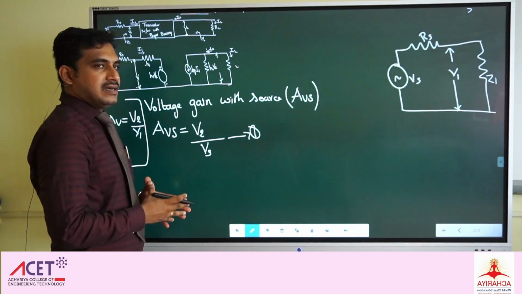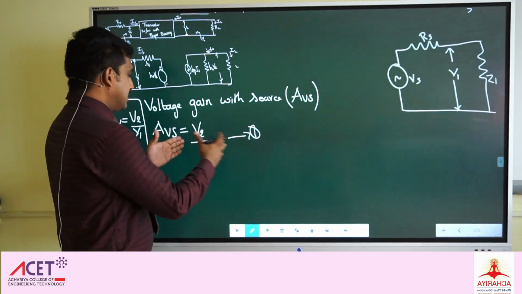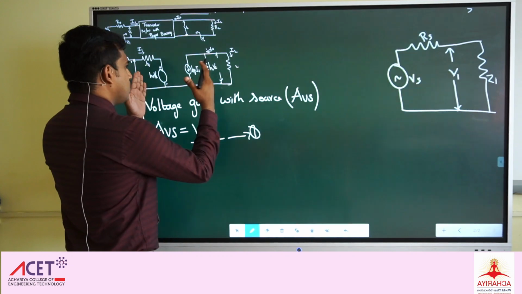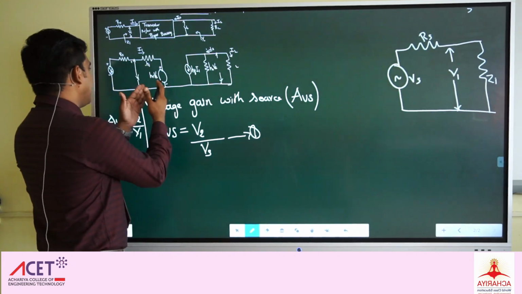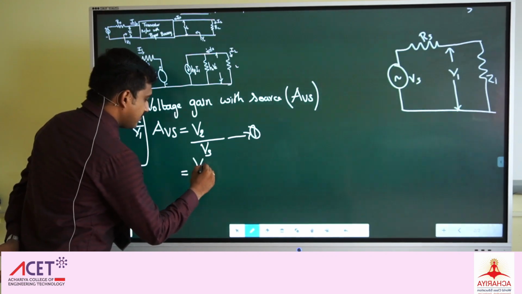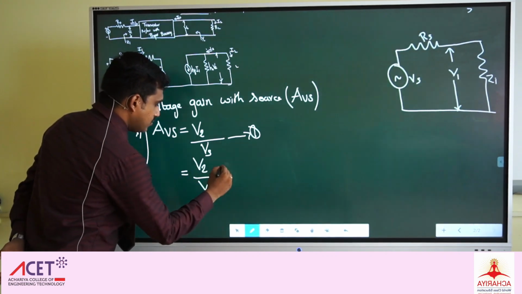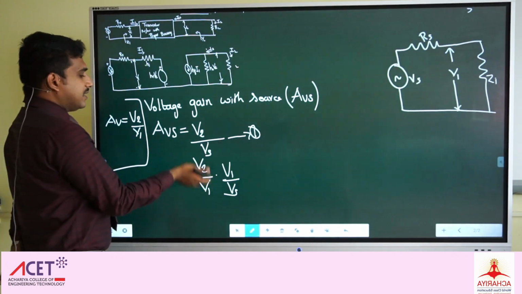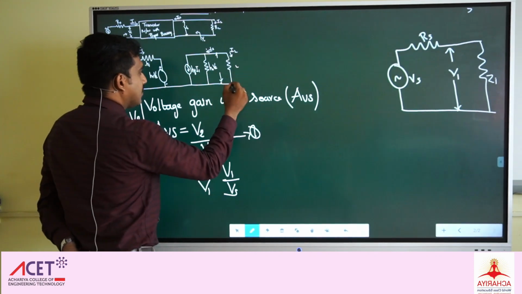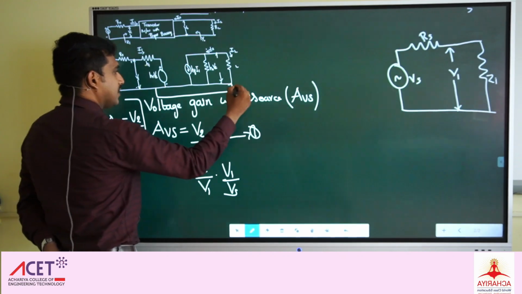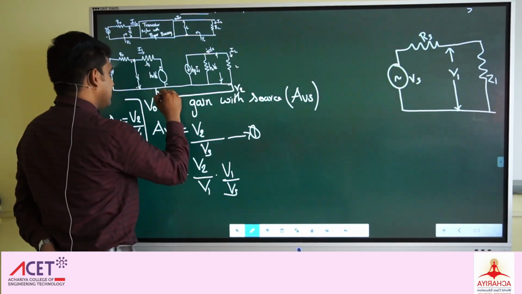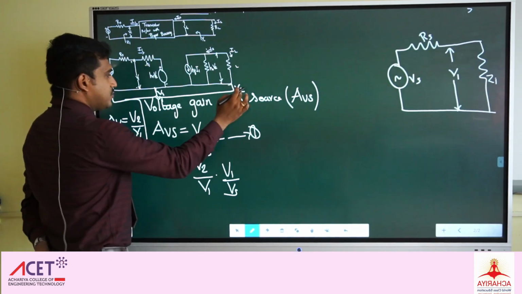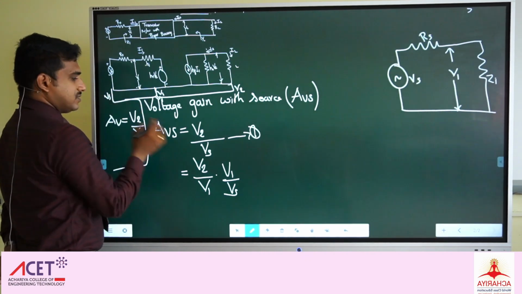Now, as in the current gain with source, we are splitting this equation, which is the gain of the total circuit. We can write the equation in two parts, V2 divided by V1 and V1 divided by Vs. I repeat, here we are splitting the circuit. In V2 divided by V1, the output is V2 and the input is V1. In the other, it is V1 and Vs. V2 divided by V1 into V1 divided by Vs gives V2 divided by Vs.